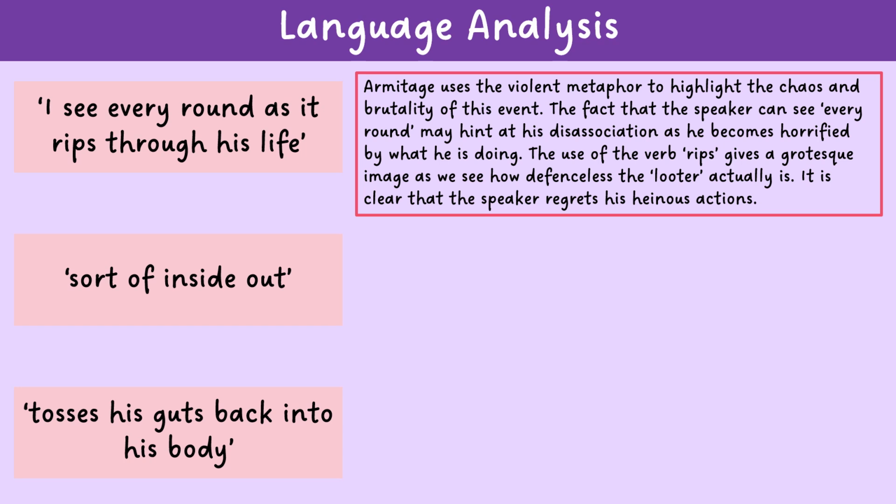It's almost as if he had become detached and watches this horror as he sees himself being so callous. The verb rips also creates a grotesque image as we see the disdain the soldiers have for this looter. However, it could also hint at the speaker's guilt as he feels remorse for committing this heinous act.